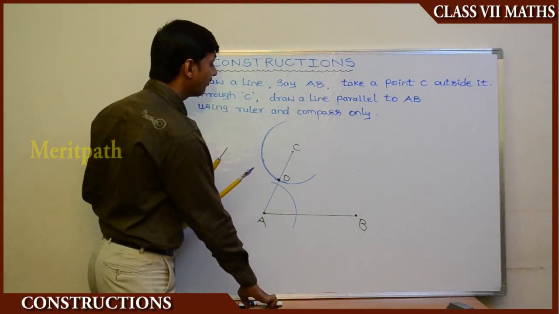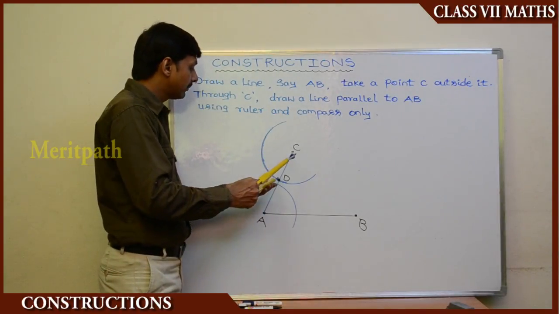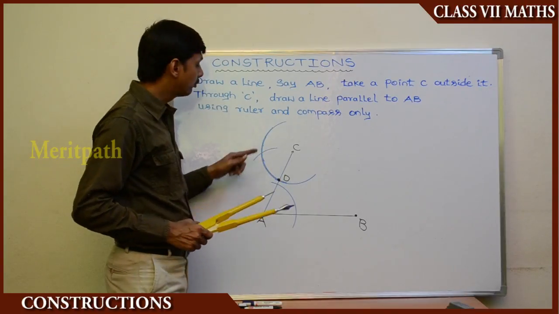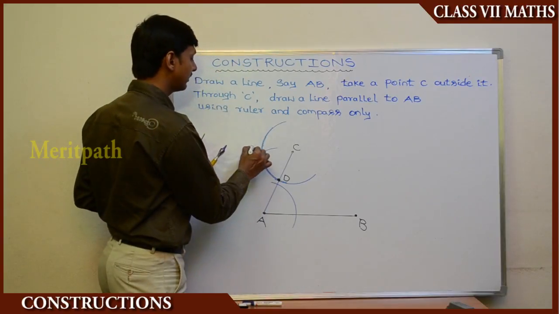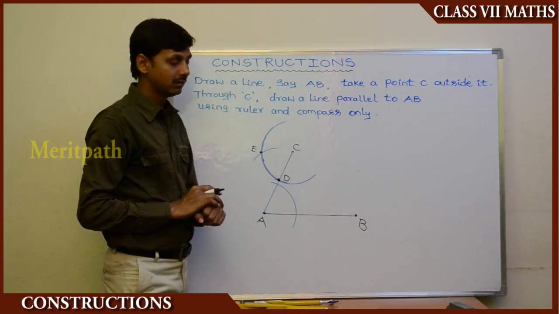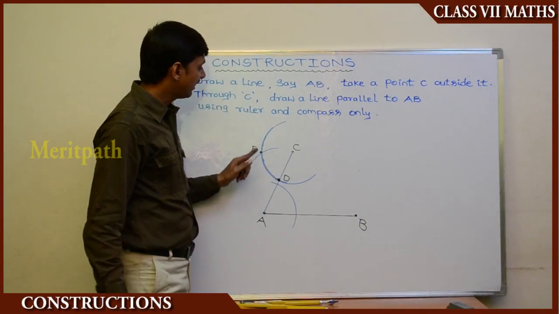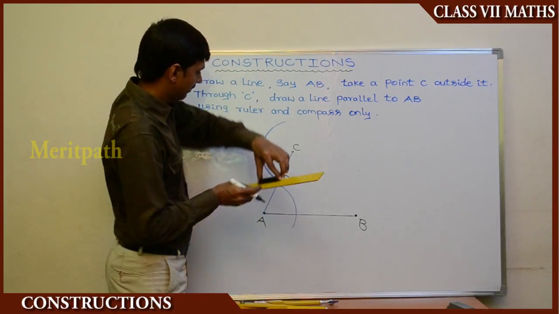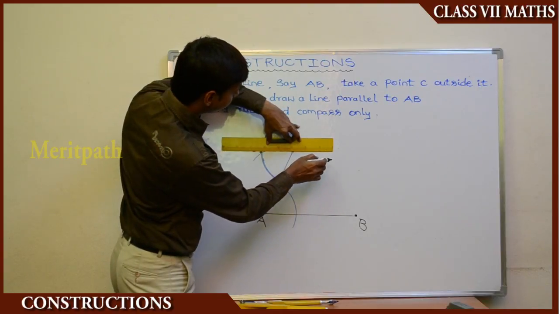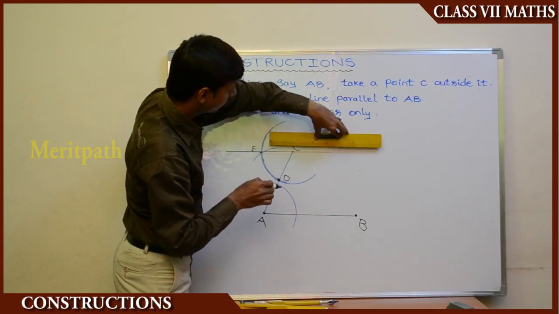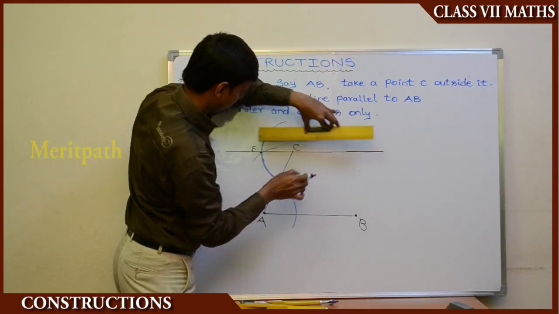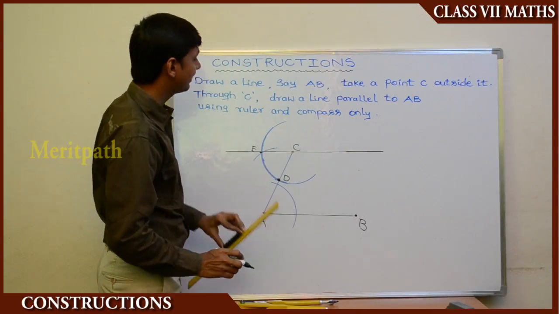Using D with the same radius, let's make an arc and intersect the previous arc. So we got one more point there. Let's name it as E. So this is the point E, and we have C here, already drawn. Let's join C and E, and extend this line.